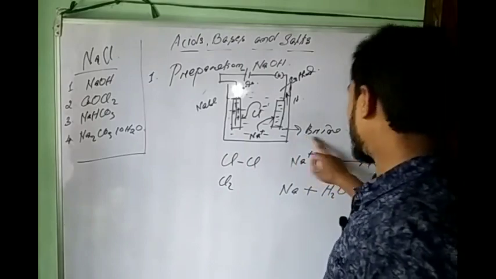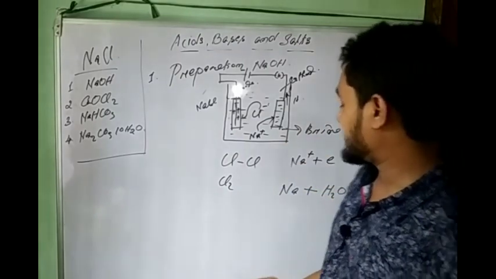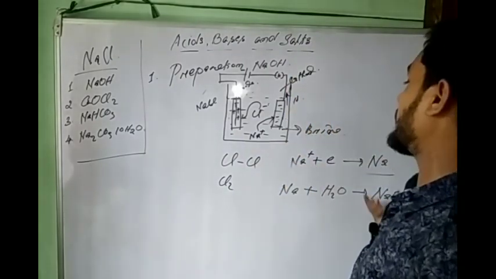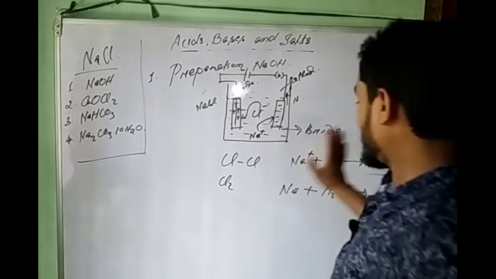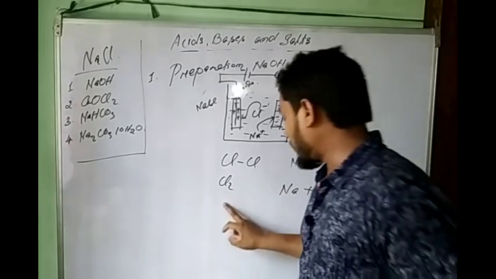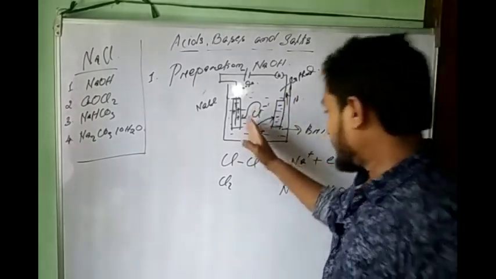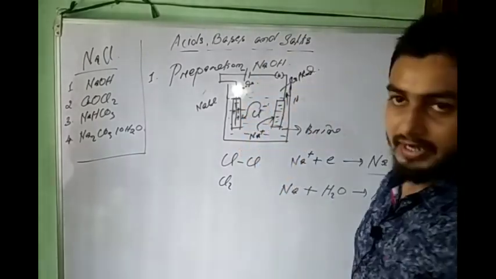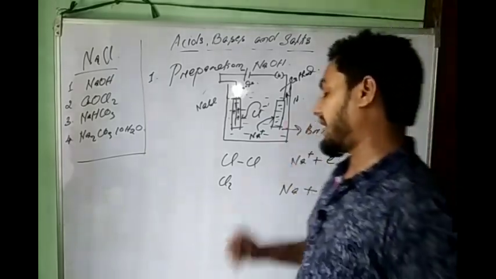chloride called brine, and on passing electricity sodium hydroxide will form in the solution near the cathode, and chlorine gas will be released through the anode. By this way we can prepare sodium hydroxide.